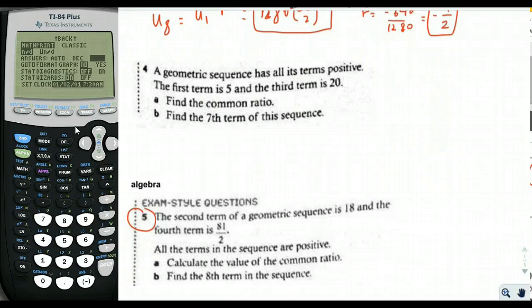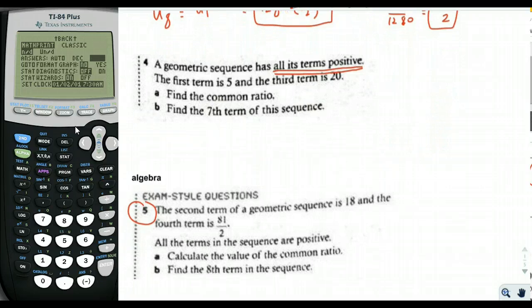A geometric sequence has all its terms positive, and you might wonder why it's saying that, but we're going to see that in a second. The first term is 5, u1 equals 5, and the third term is 20, u3 equals 20. So u3 is actually equal to u1 times r squared, right? n minus 1. So that would be 5 times r squared.